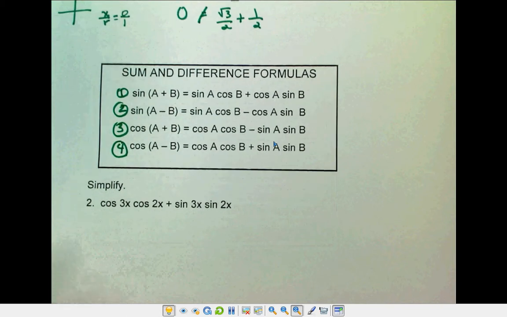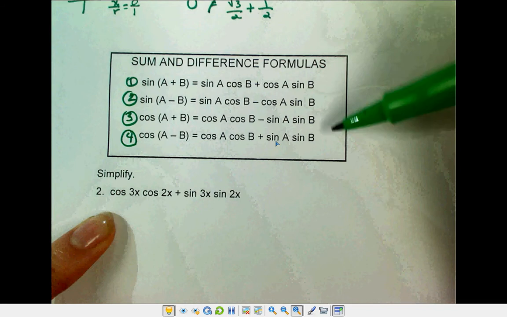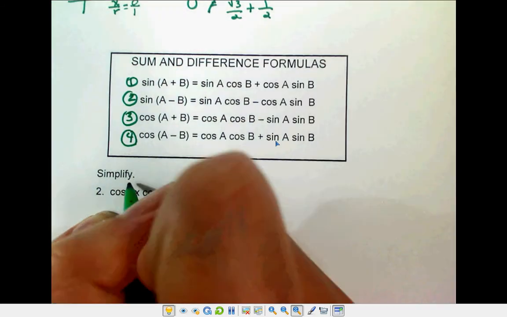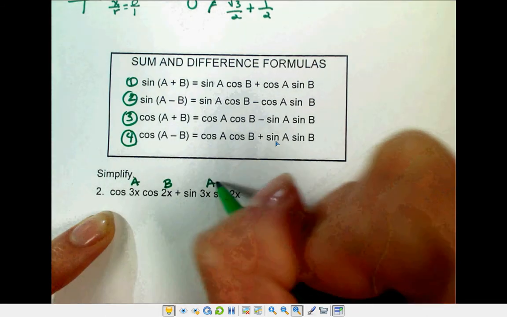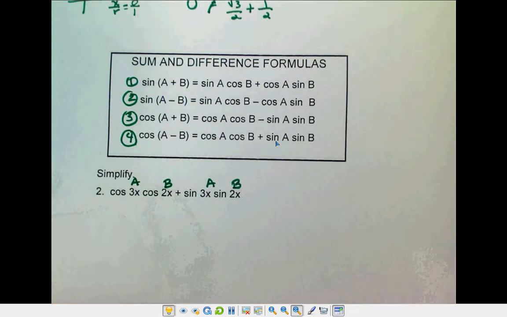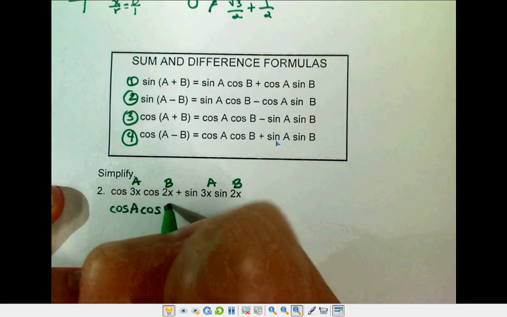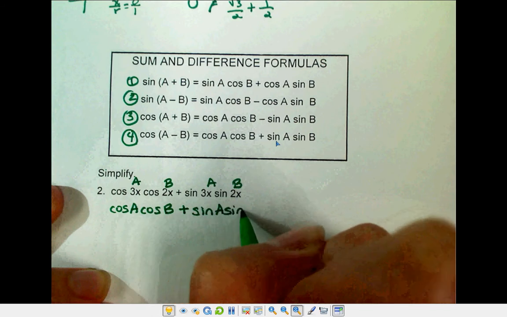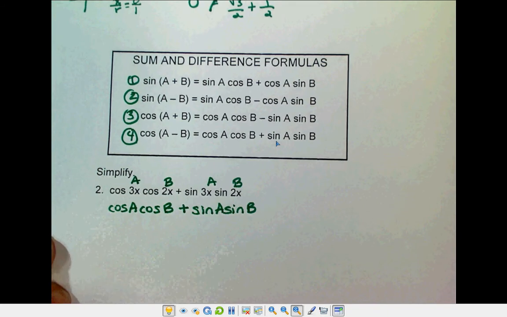So if we look at problem number 2, this is clearly the expanded form of it. So right now we're going to see which of these 4 we're going to use. So if this is my A and this is my B, let me just rewrite this using A and B. So we have cosine of A, cosine of B, plus sine of A, sine of B. And I want to see which of the 4 formulas I should be using for this problem.